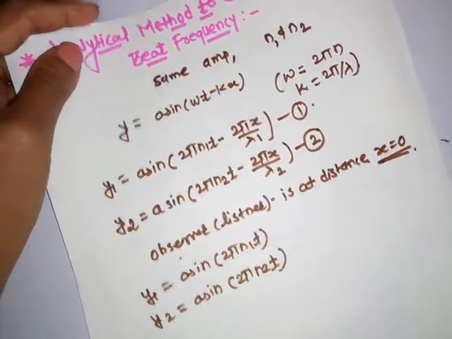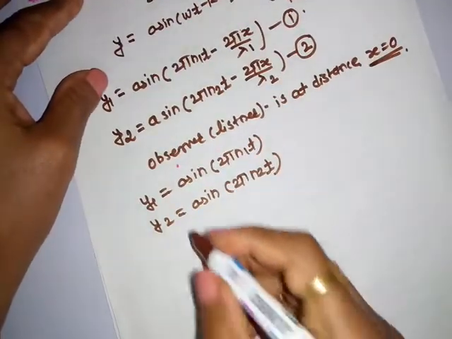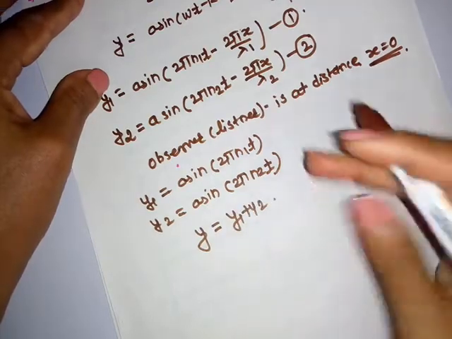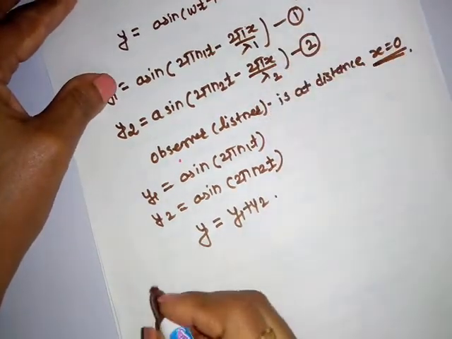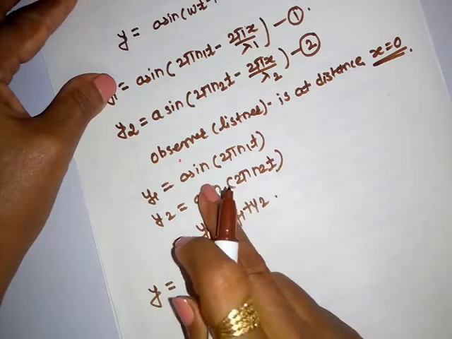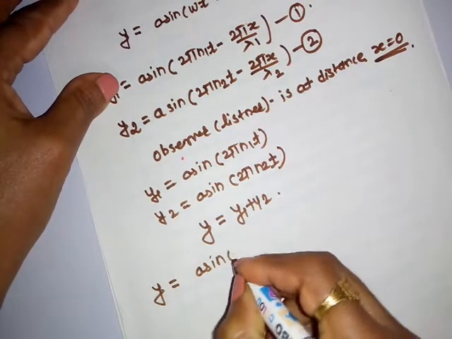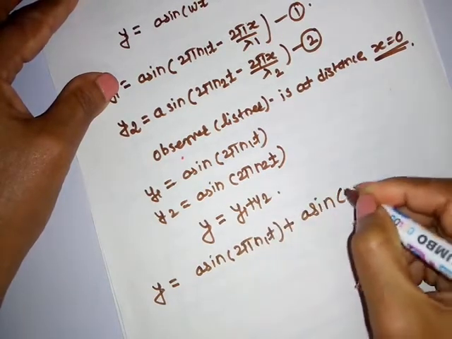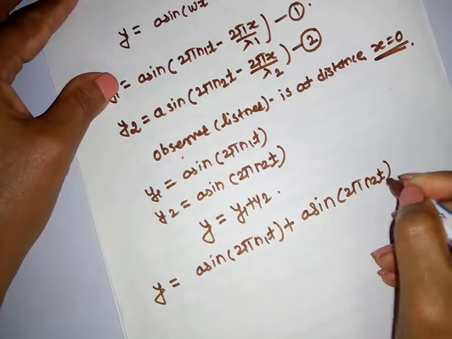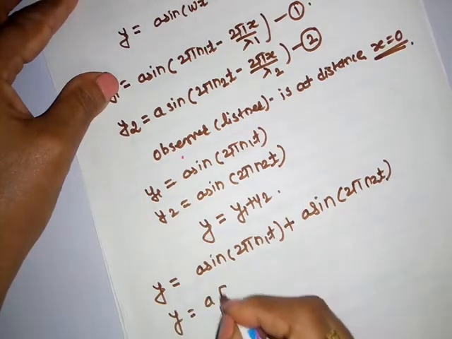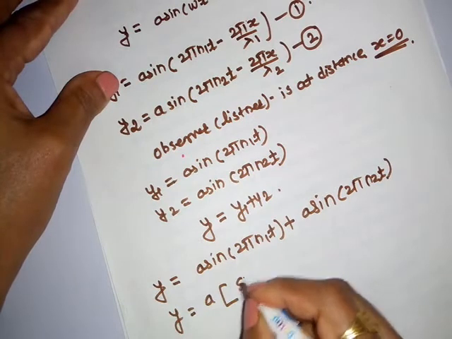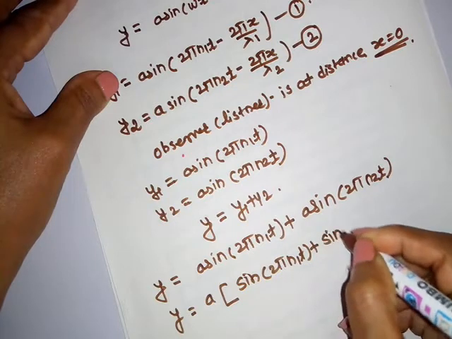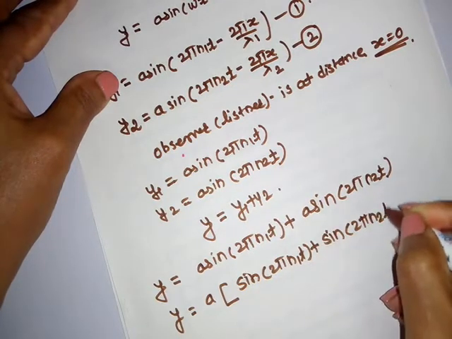Now after superposition there is addition of the two waves, so the resultant equation is given by y is equal to y1 plus y2, meaning addition of these two equations. Then y is equal to a sin 2 pi n1 t plus a sin 2 pi n2 t. Then y is equal to a into (sin 2 pi n1 t plus sin 2 pi n2 t).